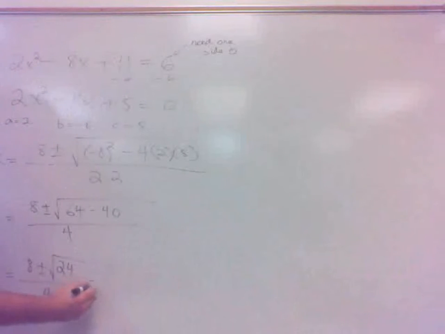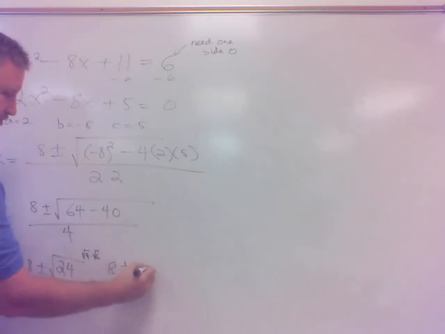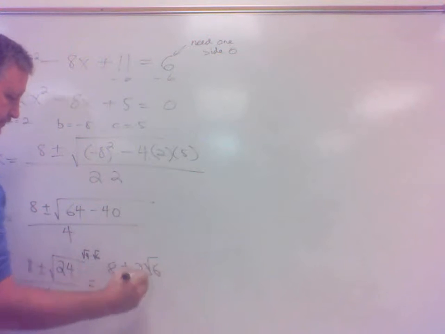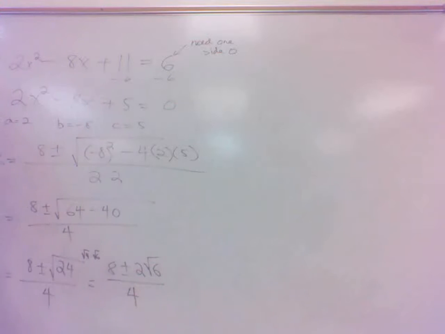So let's do that. Simplify your square root. 4 times 6 is 24, so that's going to be 8 plus or minus, and since the square root of 4 is 2, it will be 2 square root of 6 here, all over 4. Okay?